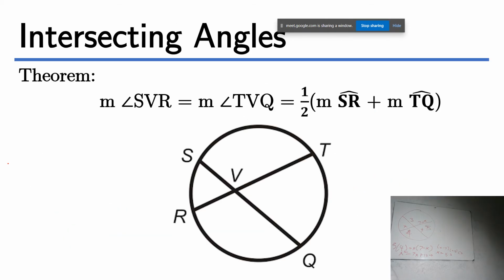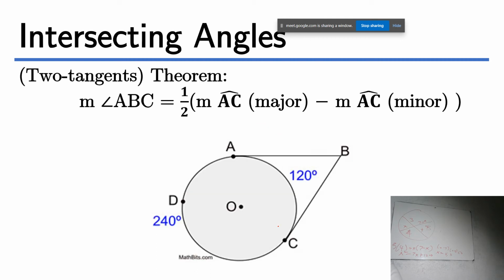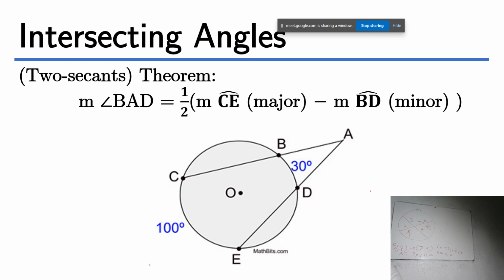Then intersecting angles. When we take the measure of this, these are vertical angles, so they have the same measure, which is equal to 1/2 times the measure of this plus the measure of this. Okay? Then, when it's outside, the measure of this one is equal to this minus this. Major minus minor. Same here. The measure of this angle is the major minus the minor. Okay?